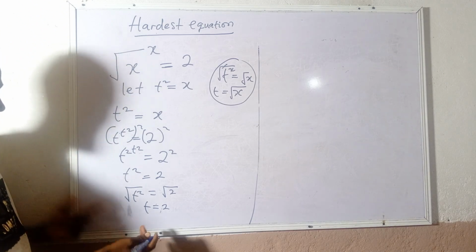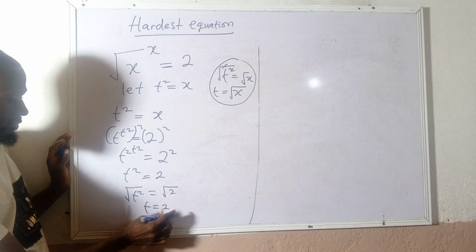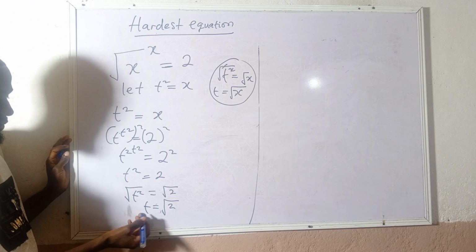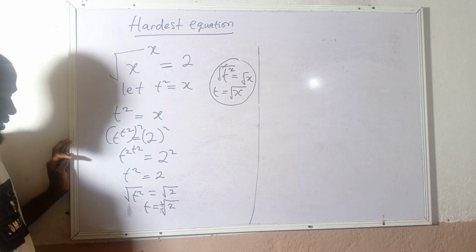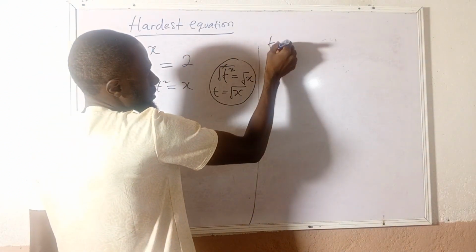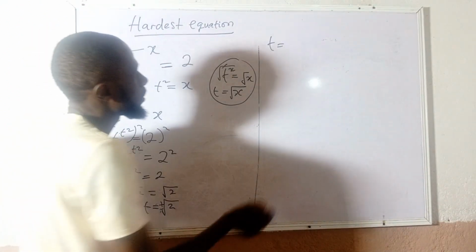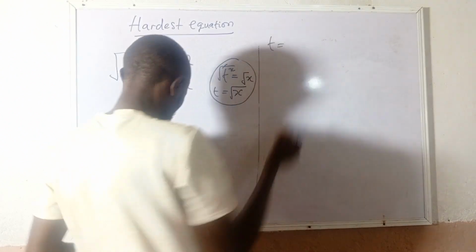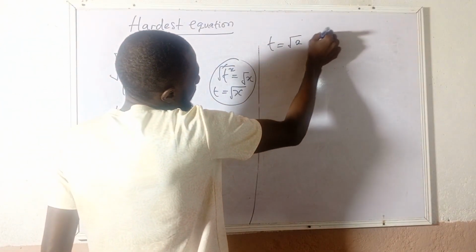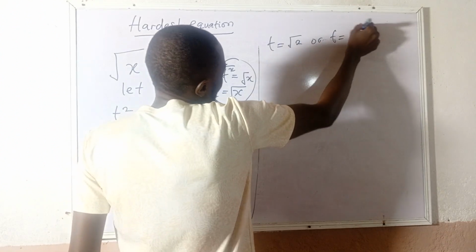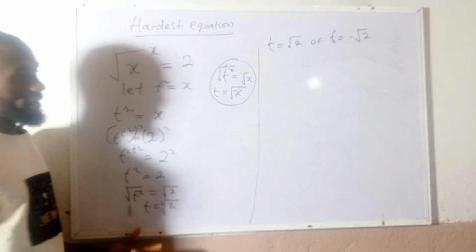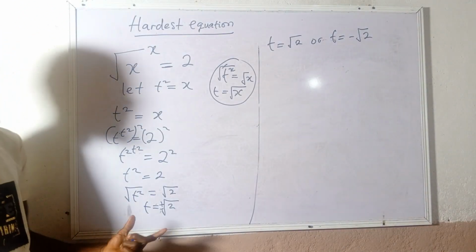Then remember that t is equal to the square root of 2. Remember that the square root may be plus or minus. Therefore, you can say t is equal to root 2 or t is equal to minus root 2. Then you can have the two values of x.